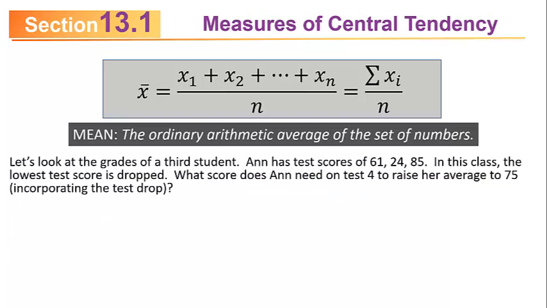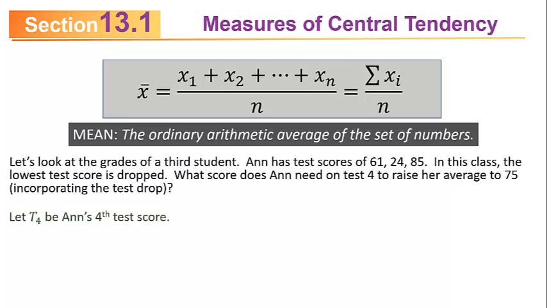How about this one? Let's look at the grades of a 3rd student. Anne has test scores of 61, 24, and 85. In this class, the lowest test score is dropped. What score does Anne need on test 4 to raise her average to 75, incorporating that test drop?